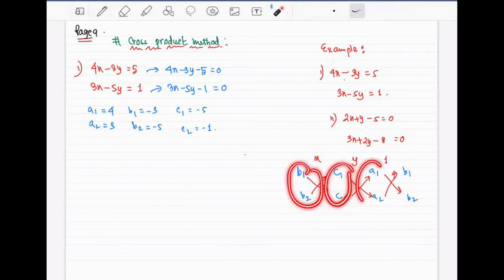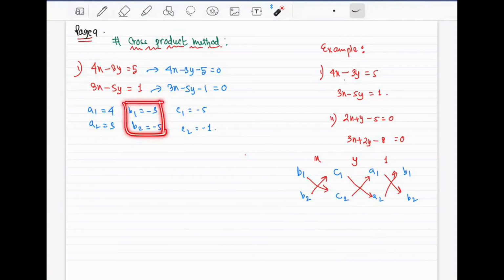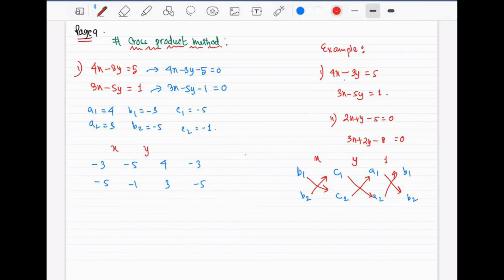Okay, now time to keep like this. b1, b2, c1, c2, a1, a2, b1, b2. Let's arrange them. You have to start with b, right? So you have to write here minus 3, minus 5, c1, c2 next, minus 5, minus 1. Then a1, a2 next, 4 here, 3 here. Then b1, b2 next. You have to repeat the b1, b2 twice. At the starting, you have got 1 and 1 at the ending. You have to put minus 3 here, minus 5. And remember, I have to put x, y, and 1.